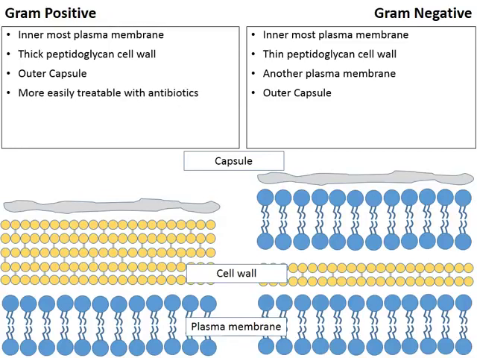One thing to mention is that gram-positive bacteria are more easily treatable with antibiotics simply because they lack that second outer phospholipid bilayer. Therefore, gram-negative bacteria are harder to treat with antibiotics simply because it's harder for the antibiotic to gain entrance into the bacteria cell.